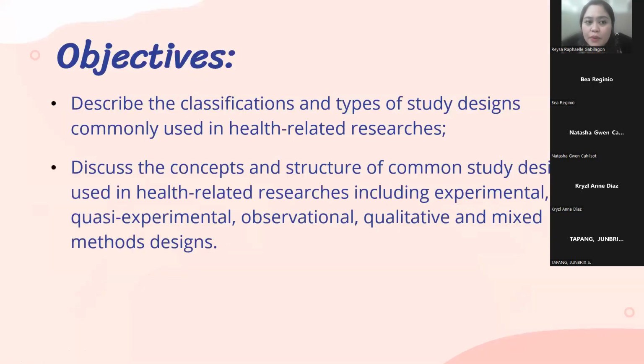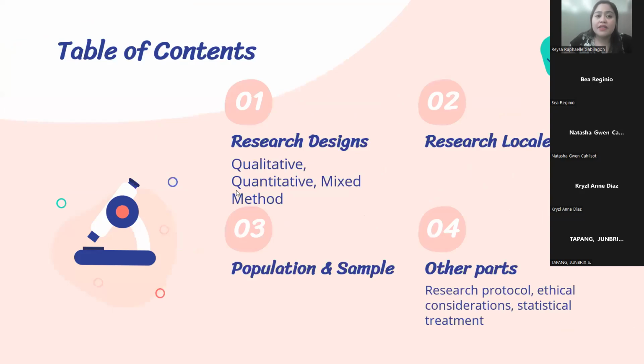So this morning, we will discuss and describe the classifications and types of our research designs, which are commonly used in health-related researches. And then we will also discuss concepts and structure of the most common study design, including experimental, quasi-experimental, observational, qualitative, and mixed method design. So we will discuss their concepts and their structures.